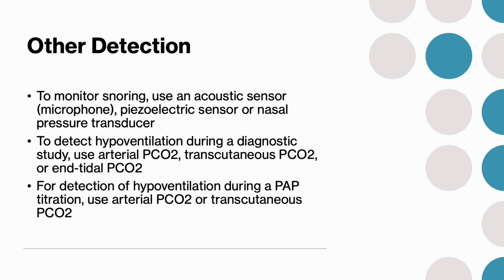Snoring can be monitored with a snore microphone or a snore sensor, or you can even set a low-frequency filter on the pressure transducer to 1 Hz, and it'll be a flat line with just the snoring signals. It's a great way to do a snore sensor.